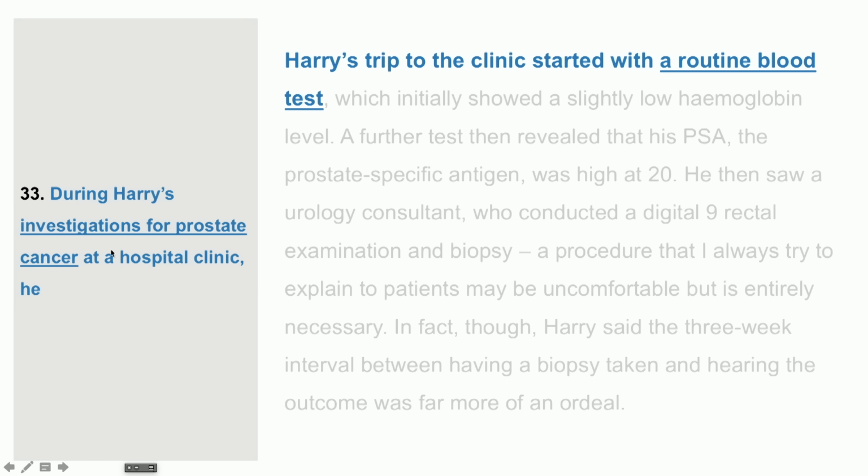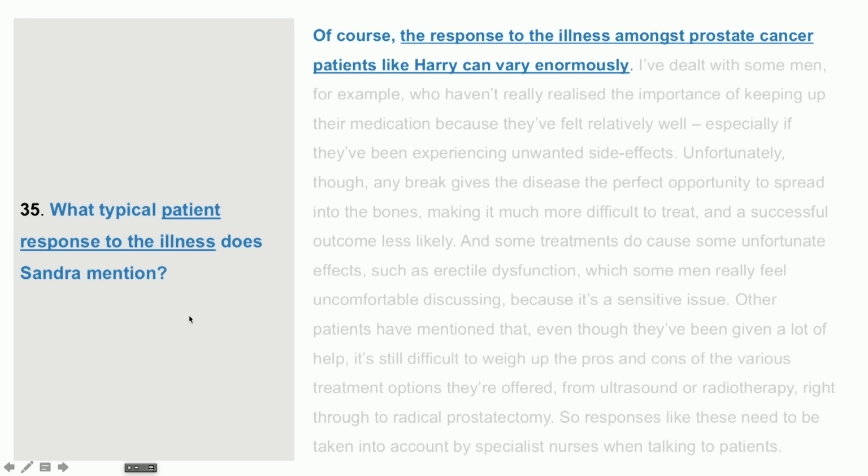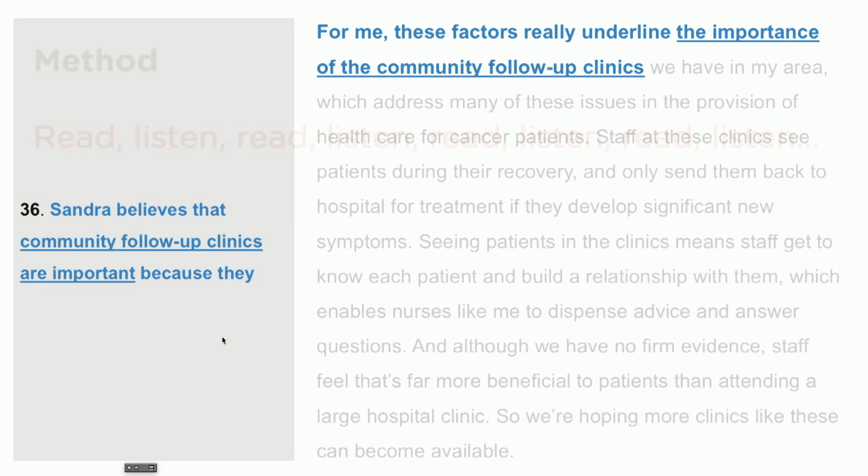33. During Harry's investigations for prostate cancer at a hospital clinic, he what? Harry's trip to the clinic started with a routine blood test. So there's some sort of relationship between investigations and the type of test here. You can go through, you can pause this video if you like, and you can see how the audio relates to the question prompt so you know how to follow your way through the questions.